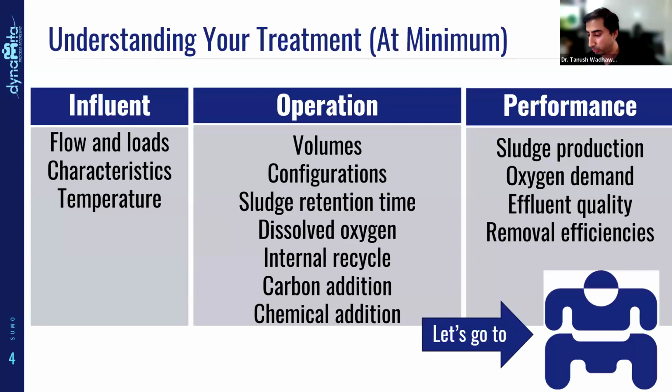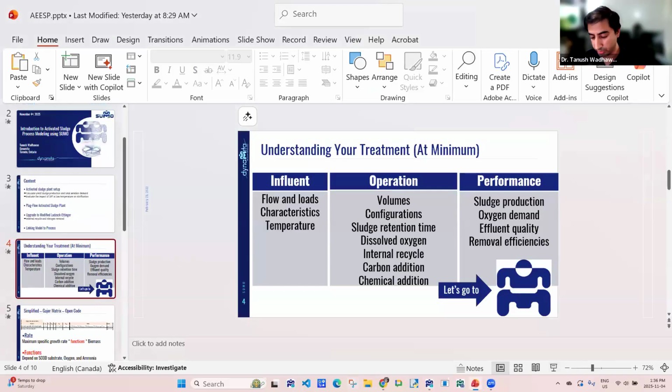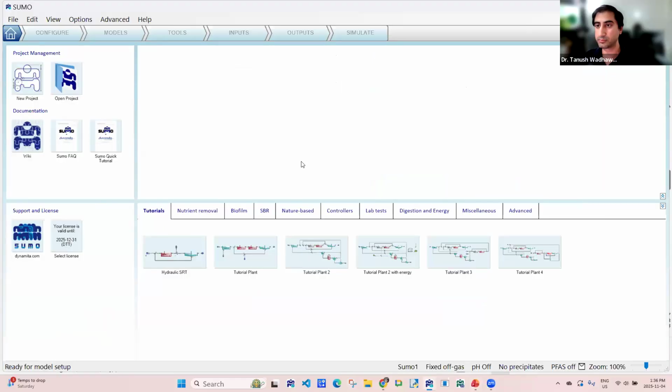All right. So at this point, we'll actually directly jump into SUMO. So I'm gonna bring up SUMO. So the first time you open SUMO, this is the first screen you'll see, and this is called the home screen. In the home screen, you'll find at the bottom, there are many different examples you can choose from, such as a hydraulic SRT example, a tutorial plant example, which is a simple activated sludge plant with primary treatment, and then you have some advanced configurations as well. You can walk through different examples if you want to set up a particular configuration.